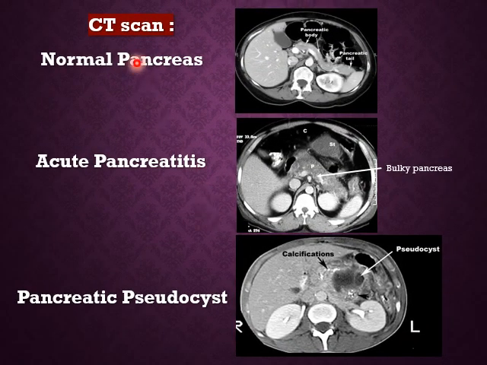Okay, so these are the different CT scans of a normal pancreas. Normally you can see here, this is a normal pancreas, tail, body, and the head here. This is acute pancreatitis, with the pancreas diffusely swollen. And this is a pseudocyst that is found in an inflamed pancreas. Acute pancreatitis complicated by a pseudocyst.